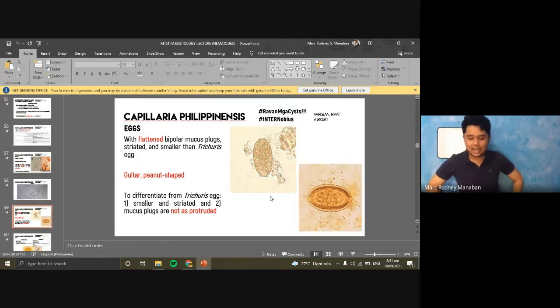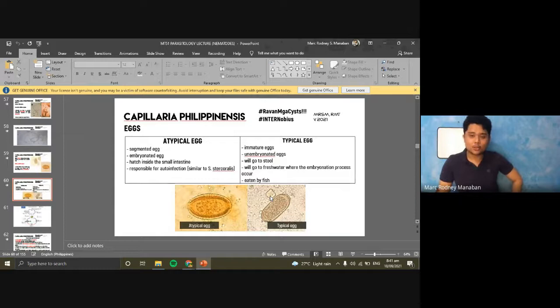All right. Now, they can be atypical or typical. So the atypical eggs have striations, and it is a segmented, embryonated egg. Usually, this is the one capable of auto-infection. All right? Internal auto-infection, same with Strongyloides. And the typical egg is the wider one, right? Guitar or peanut shaped, all right? This one comes out into the environment, into fresh water, and then infects fish. Okay? So the typical egg and the atypical egg. All right? So as you can see again, the eggs of Capillaria are quite wider, and the shape is taller compared to your Trichuris. Okay. All right.